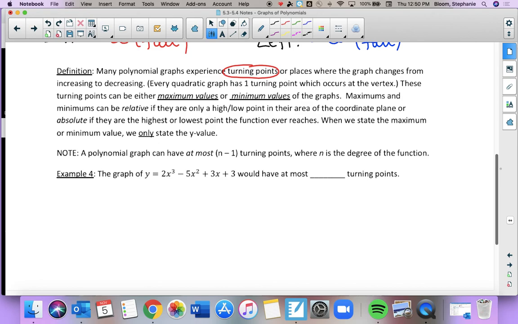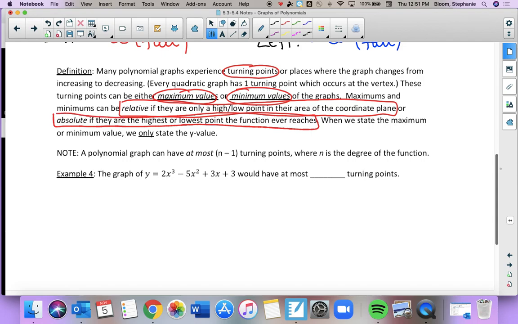And so we found out in quadratics that vertices could be maxes or mins. The same is true for polynomials. We're going to have maxes and mins. The difference is that there can be two types of maxes and mins. So there can be maxes and mins that are relative, meaning they're just a high or a low point in their area, or they can be absolute, if they're the highest or lowest it will ever reach.